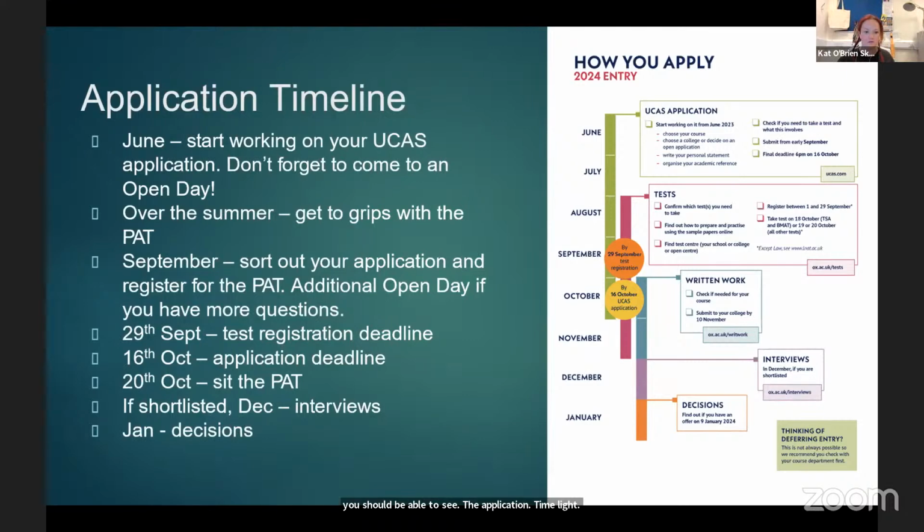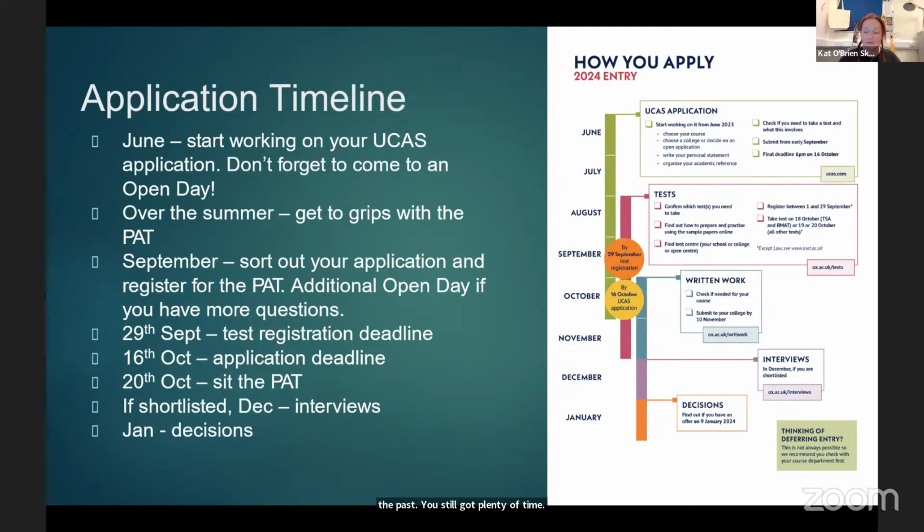And what you should also be able to see is that we are rattling through this application timeline. So we have worked our way through the summer. You may well have started working on your UCAS form. You may well have started to get to grips with the PAT. Don't worry if you didn't. Not everybody makes their decision really early. Some of you are working on this now. You've still got a month until the PAT. You've still got plenty of time. But it is worth noting some deadlines.